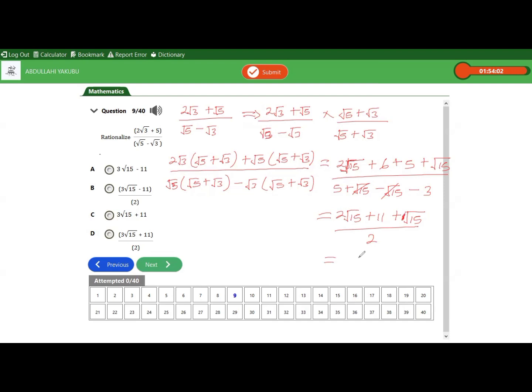So I'm going to have 3 root 15 plus 11 all over 2. This understood now? So the correct option here is 3 root 15 plus 11 over 2, which is option D. 3 root 15 plus 11 all over 2.